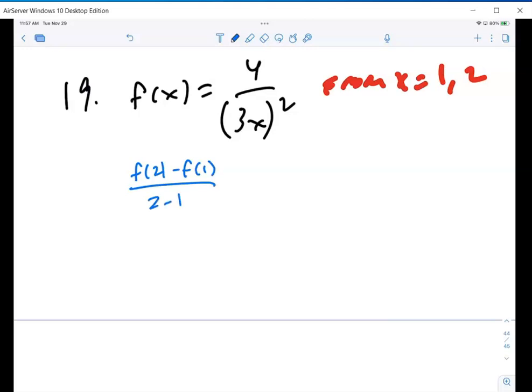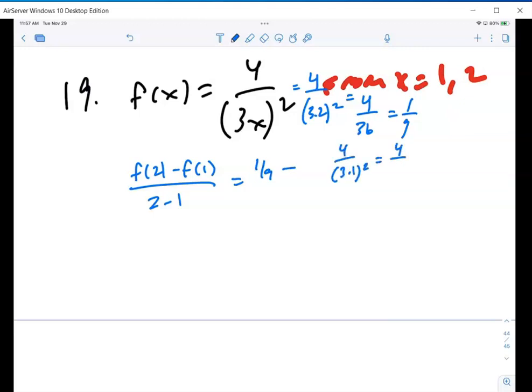I don't take a derivative or anything. I just plug it in. So at 2, it's going to be 4 over 3 times 2 squared, which will be 4 over 6 squared, 4 over 36, which will be 1/9, I believe. Okay, for 1, it'll be 4 over 3 times 1 squared, which is 4/9, all over 2 minus 1. 1/9 minus 4/9 is negative 3/9 or negative 1/3. That is your average rate of change. That's the slope between 1 and 2.